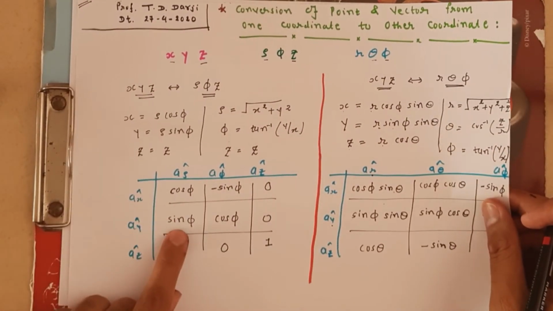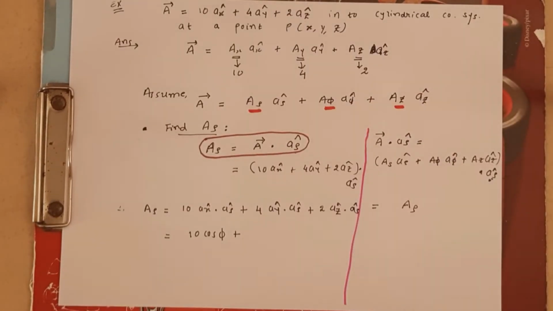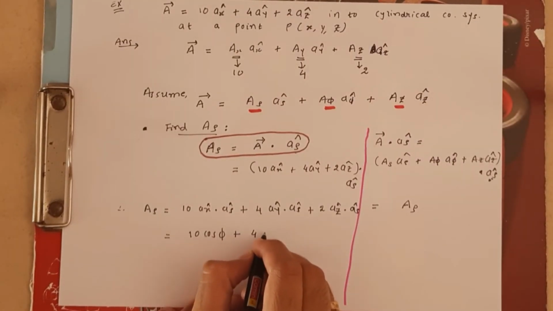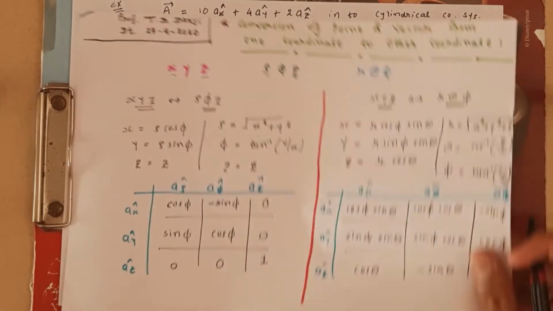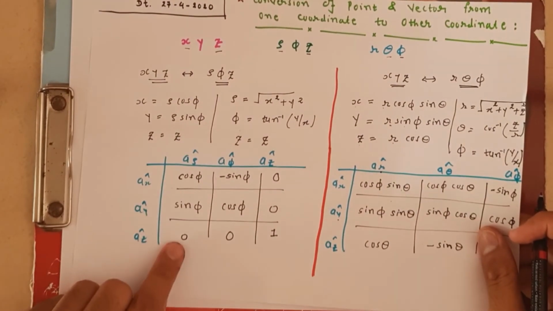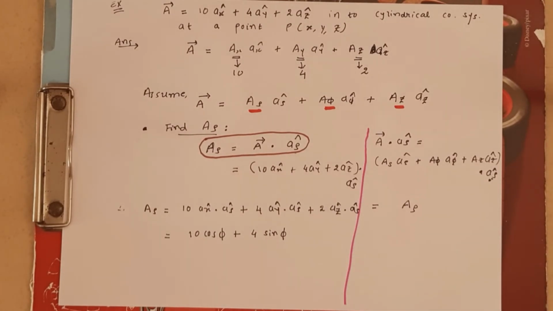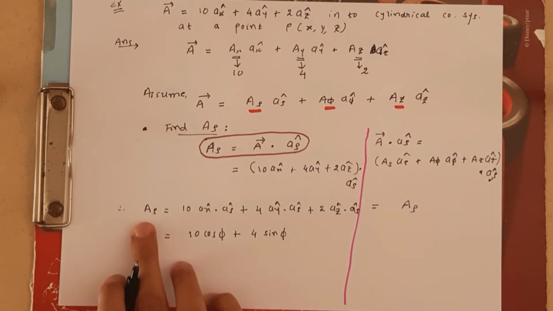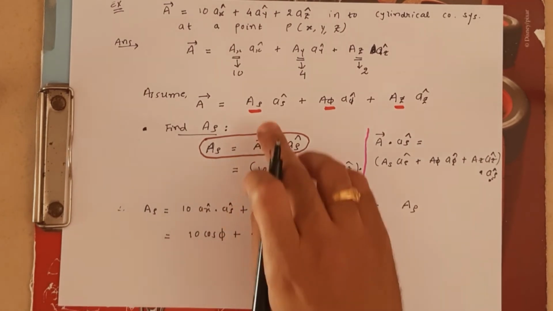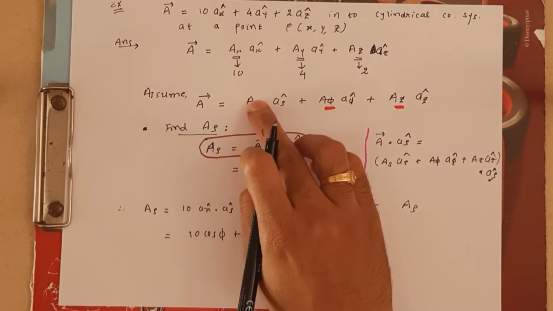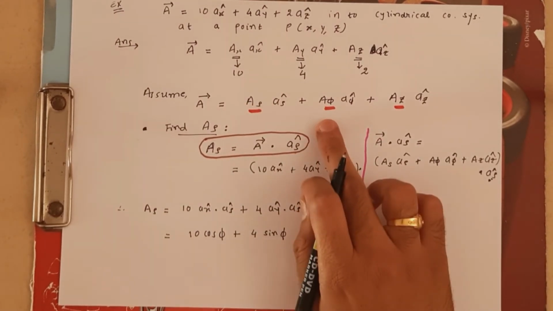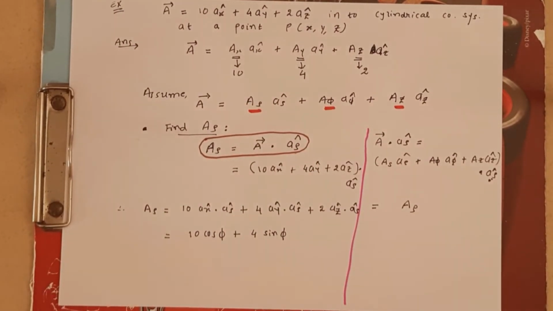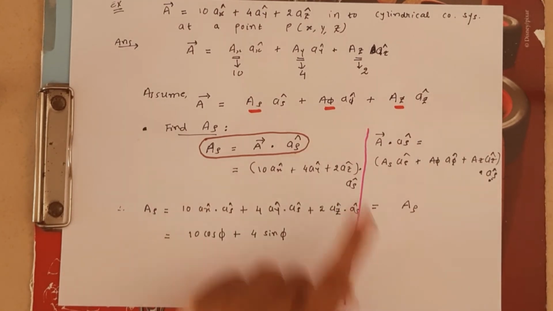ay dot aρ answer is sin phi, so it is 4 sin phi, and az dot aρ answer is 0, so no need to write it. So it is tan cos phi plus 4 sin phi, it is Aρ. Okay, so we have to first find out Aρ. We have to complete it for Aρ. Now we do the calculation for Aφ.